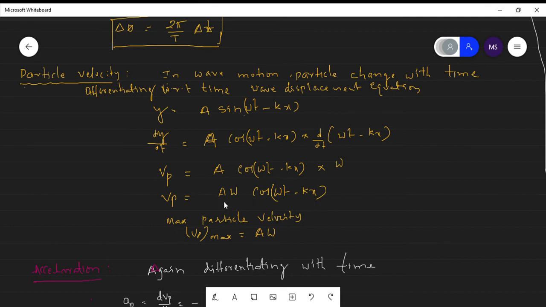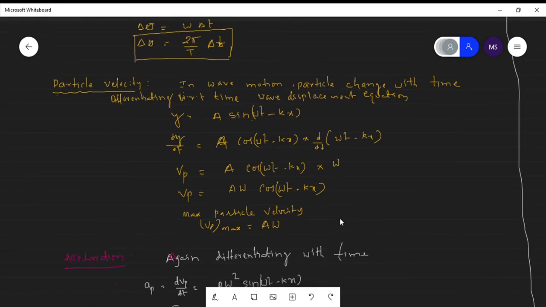The maximum particle velocity, Vp maximum: a omega is constant, and cos of (omega t minus kx) oscillates between maximum and minimum. The maximum value is +1 and the minimum value is -1. To get Vp maximum, the maximum particle velocity, we take the maximum value of cos theta as +1. Therefore Vp maximum is equal to a into omega.